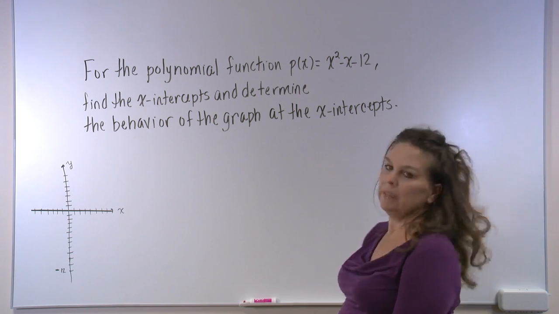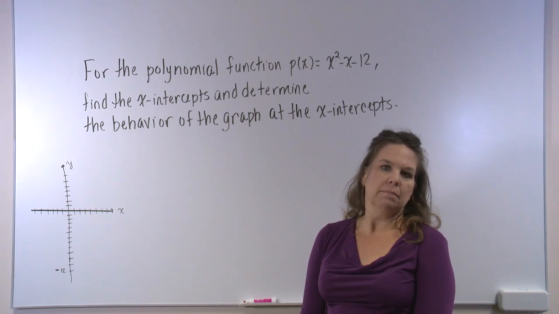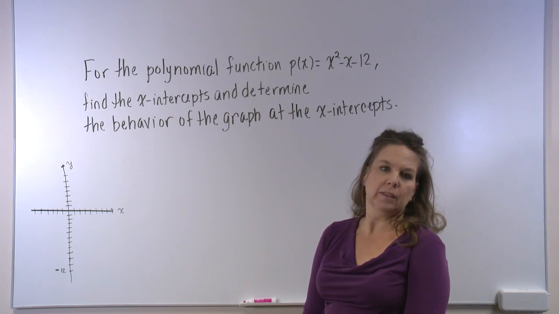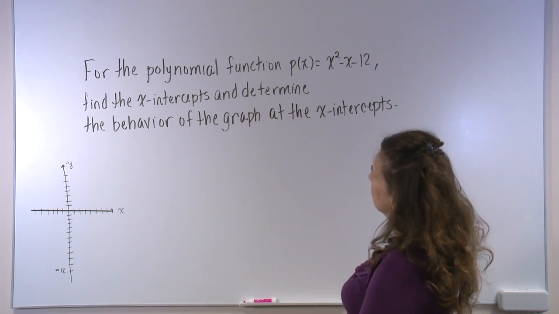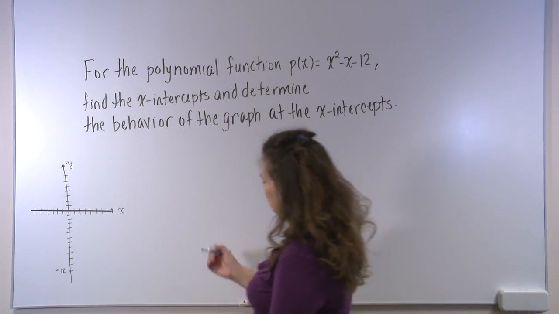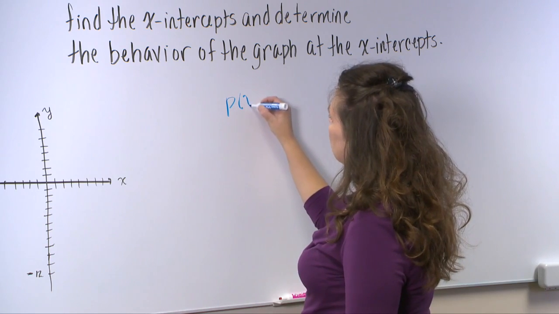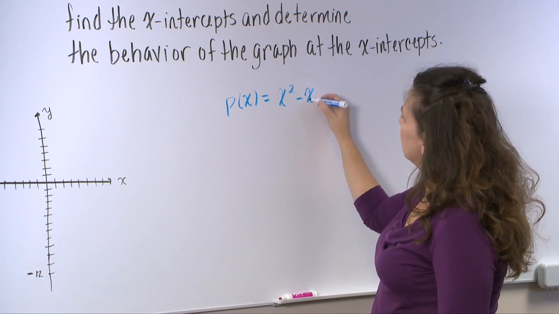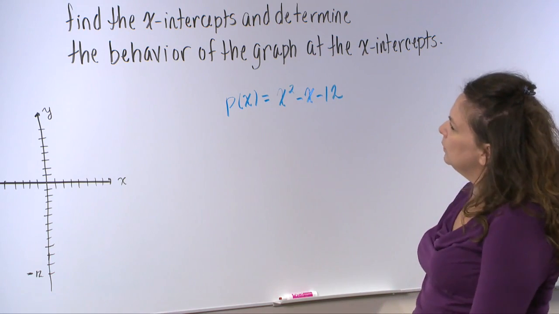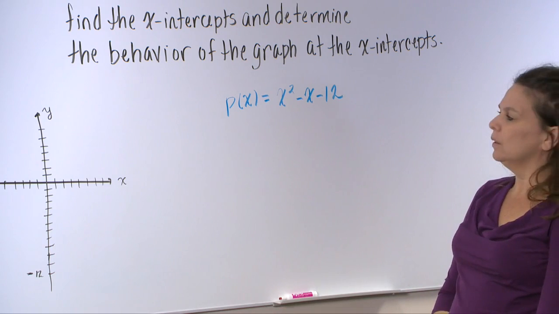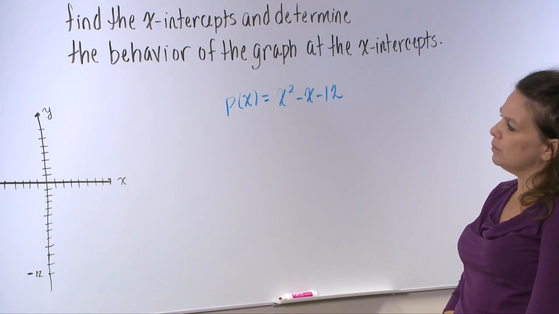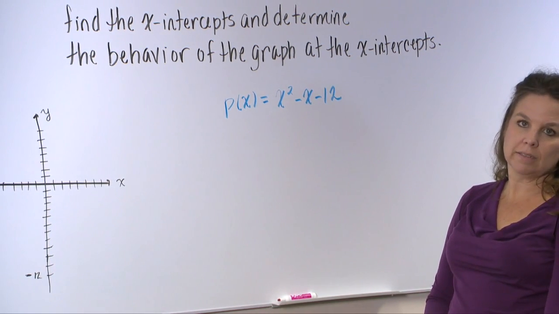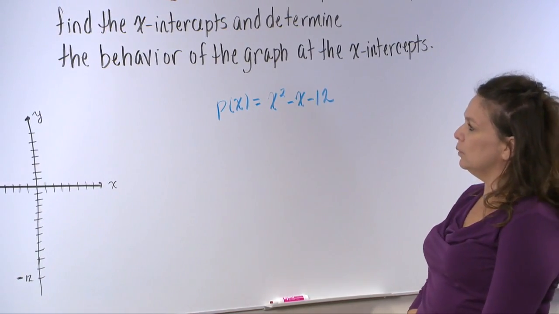Polynomial function p of x is equal to x squared minus x minus 12. Find the x-intercepts and determine the behavior of the graph at the x-intercepts. So our polynomial function is p of x is equal to x squared minus x minus 12. So this is quadratic. We want to go ahead and determine the x-intercepts. The x-intercepts are the points where the graph crosses the x-axis, and that is when y is equal to 0.